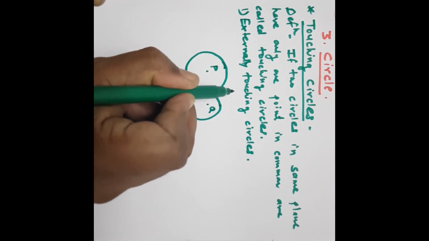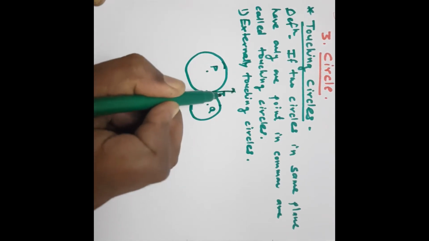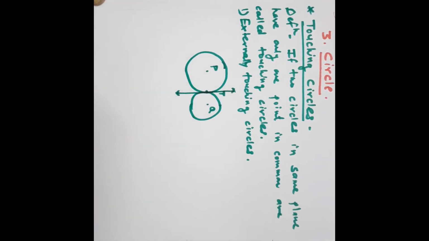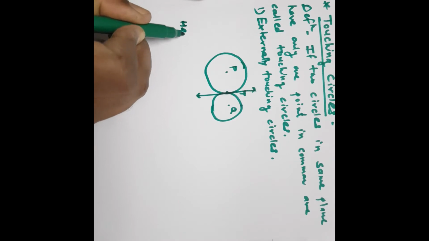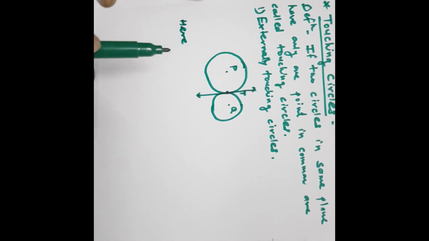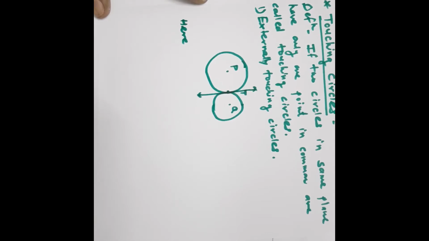If we draw a line through point T, then it is a common tangent between the two circles. Here the two circles with centers P and Q are externally touching circles and line L is the common tangent.